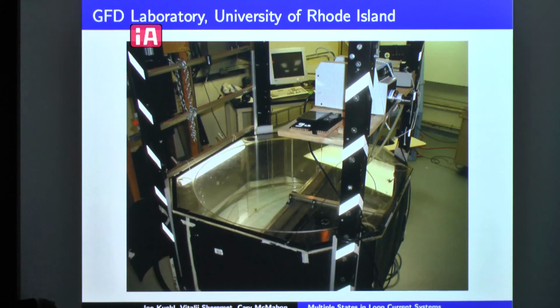It's a 1 meter rotating table at the University of Rhode Island. I just want to put this in there so you can kind of see what's going on. We simply have a big tank of water. We spin it to simulate the rotation rate of the Earth. We put a sloping bottom in it to simulate a beta effect. So we can get first order quasi-geostrophic dynamics in our small rotating table.